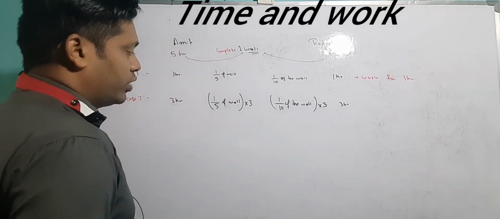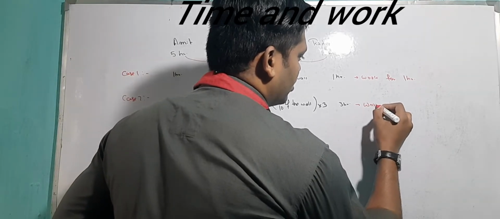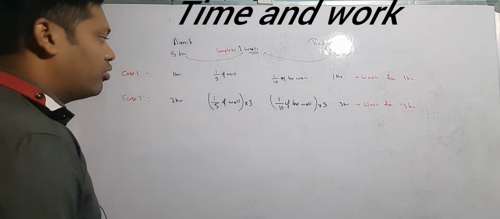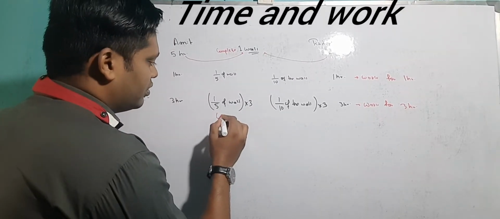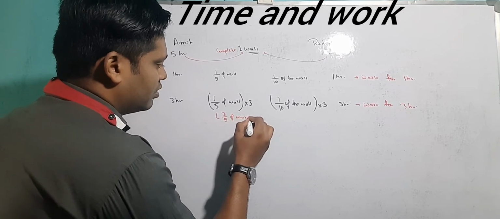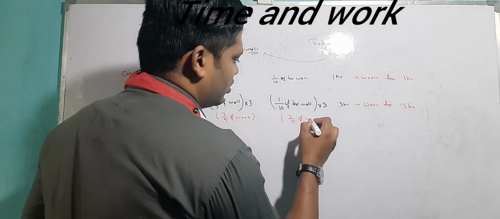Now how much are we going to get? This is the work for 3 hours. Now calculate how much it will be. It will be 3 by 5 of the work done by Amit, and this person 3 by 10 of the work.